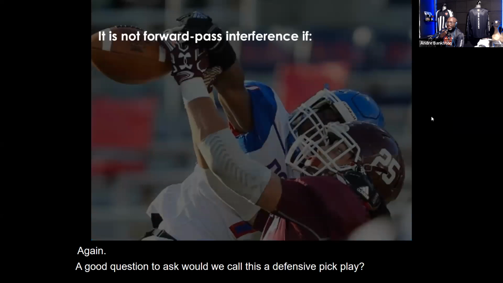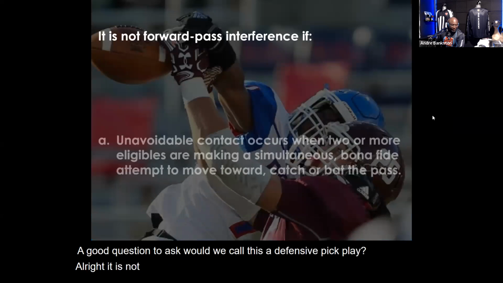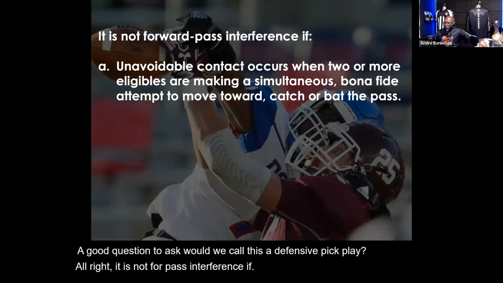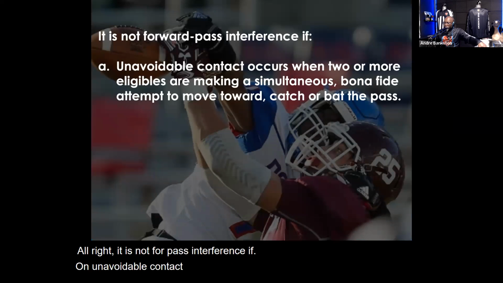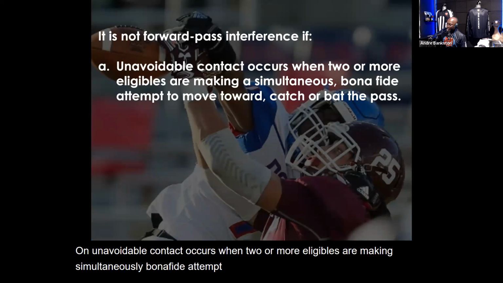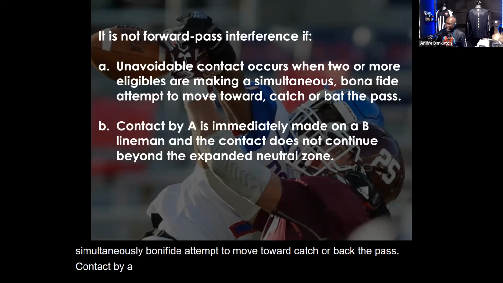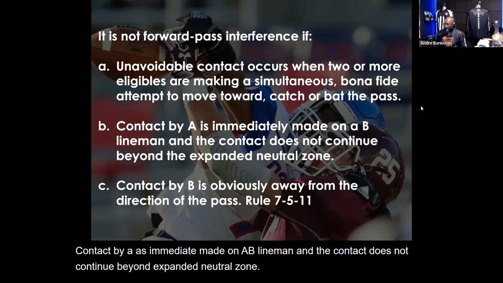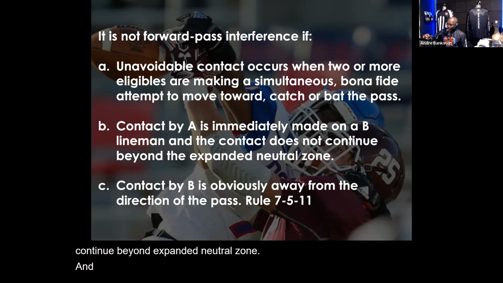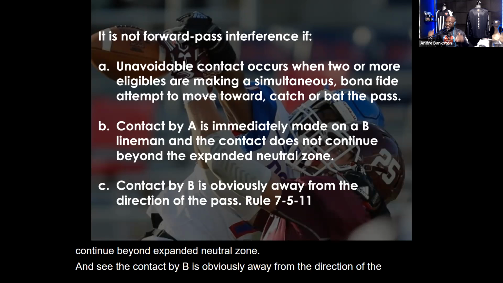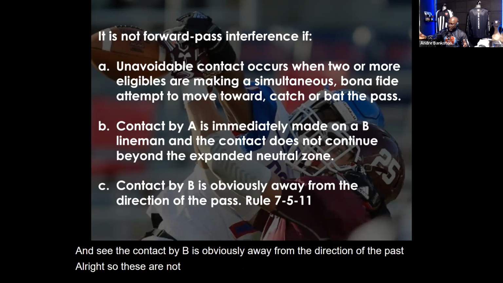All right. It is not forward pass interference if an unavoidable contact occurs when two or more eligibles are making a simultaneous bona fide attempt to move toward, catch, or bat the pass. Contact by A is immediate, made on a B lineman, and the contact does not continue beyond the expanded neutral zone. And C, the contact by B is obviously away from the direction of the pass. All right. So these are not forward pass interference.